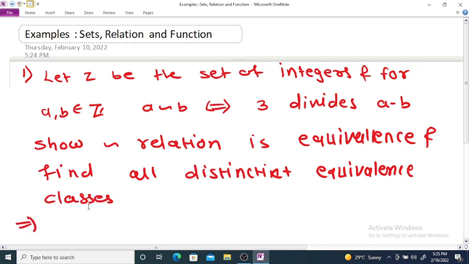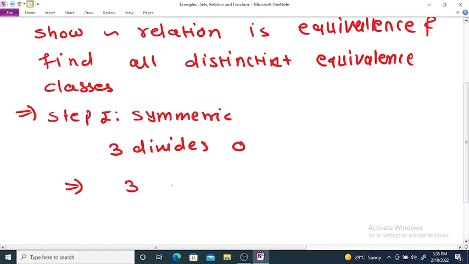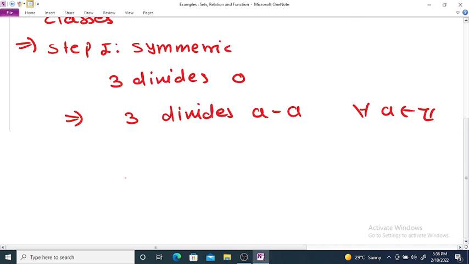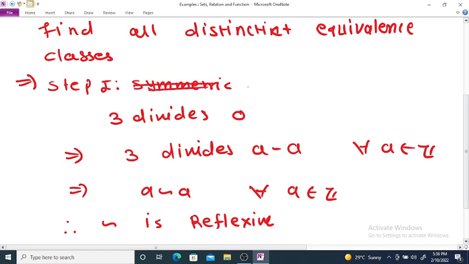So step number one, reflexive. Now since 3 divides 0, this implies 3 divides A minus A for every integer A in Z. So this implies A is related to A for every integer A, and therefore the given relation is a reflexive relation.